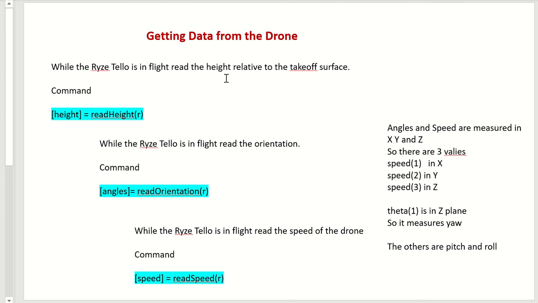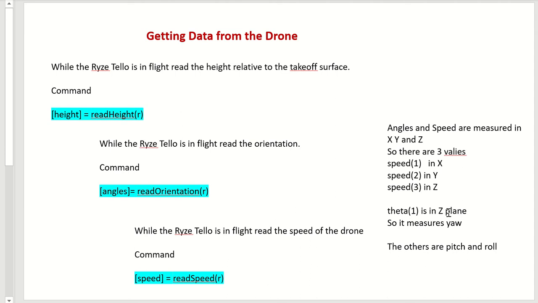So getting data from the drone, we've got height equal to read height r. That just returns height. It's just a single variable. Angles though, you do read orientation r, you get 3 angles back there, which I just mentioned. And if you do a read speed, you get 3 speeds. That's the speed in x, speed in y, and the speed in z. So speed 1 is speed in x, speed 2 is speed in y, speed 3 is speed in z.